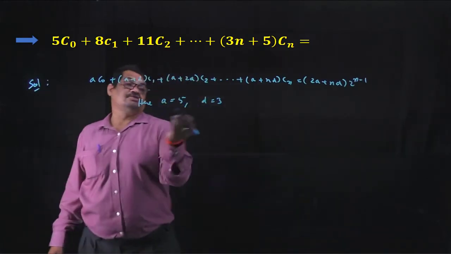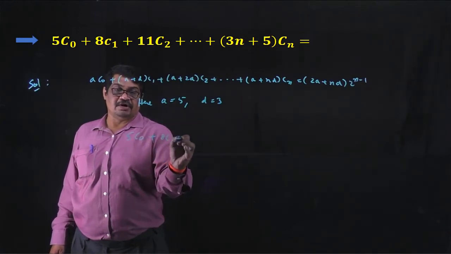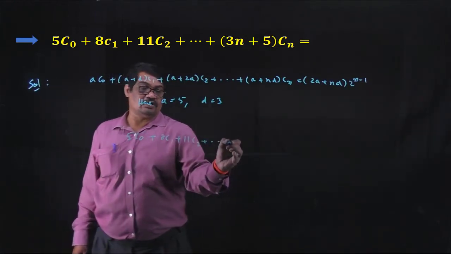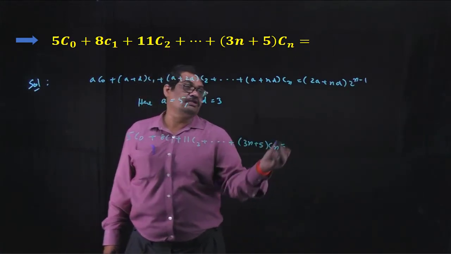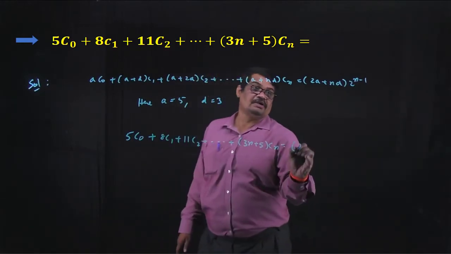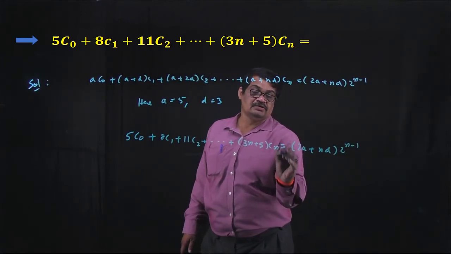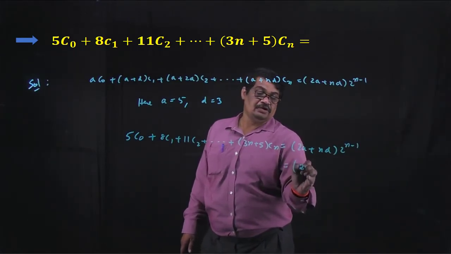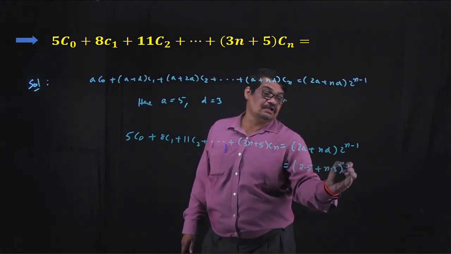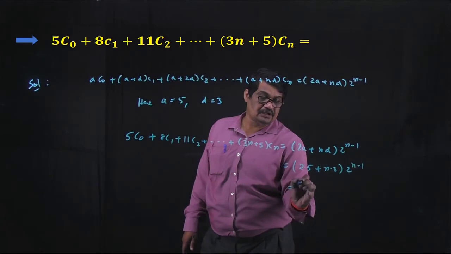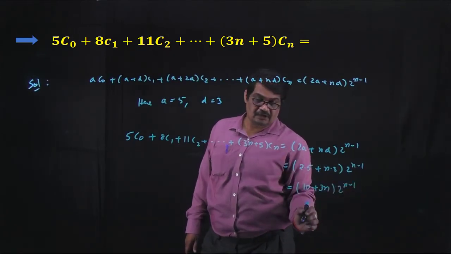Now using this formula, the value of 5C0 plus 8C1 plus 11C2 and so on, (3n plus 5) Cn is equal to, we write the formula (2a plus nd) into 2 to the power of n minus 1. That is 2 into a, which is 5, plus n into the common difference 3, into 2 to the power of n minus 1. That is (10 plus 3n) into 2 to the power of n minus 1.